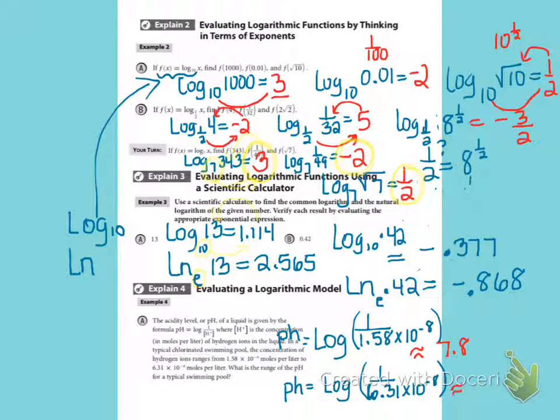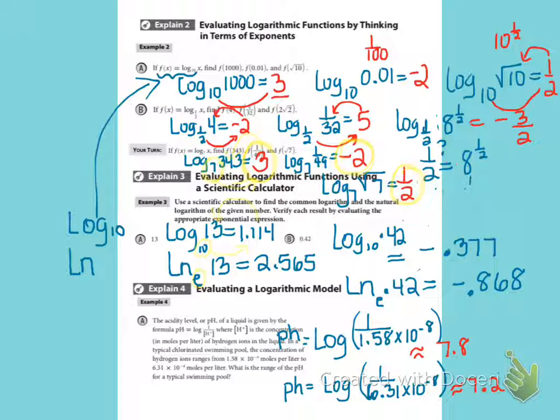And the 1 divided by 6.31 times 10 to the negative 8 gives me 7.2 pH. So you may remember that the pH scale measures how acidic or basic a substance is, and pH stands for potential of hydrogen, is actually what it stands for. And so the values range from 1 to 14, with 7 as the middle or neutral point. Values below 7 would indicate acidity, which increases as the number decreases, 1 being the most acidic.